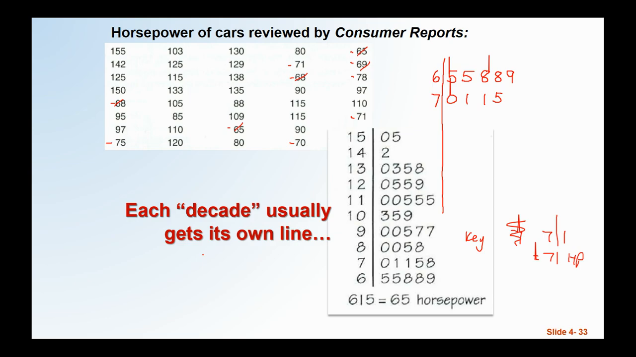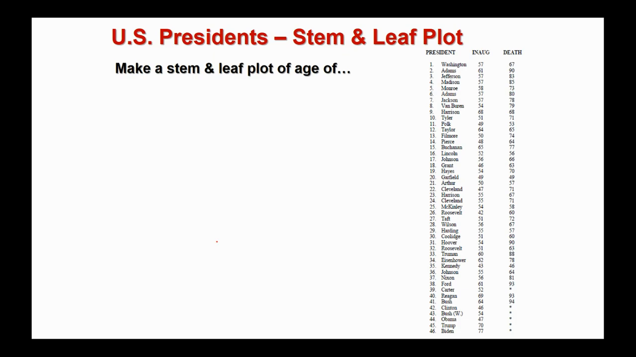Okay, so this time we have US presidents. Now, this is also a handout that we gave out in class. So we have all this data. You might want to pause it and actually enter the data in your calculator. I strongly recommend that you play along here because we have 2 sets of data. We have age at inauguration and the age at death.